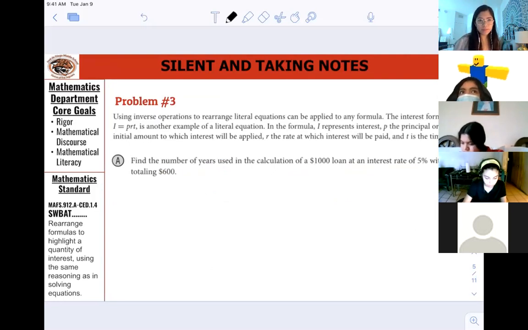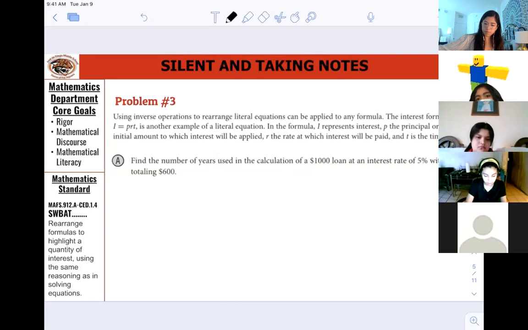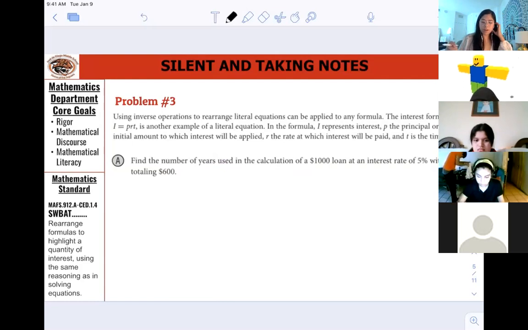Using inverse operation to rearrange literal equations can be applied to any formula. The interest formula I equals PRT is another example of a literal equation. In the formula, I represents interest, P, the principal or the initial amount to which interest will be applied, R, the rate at which interest will be paid, and T is the time in years. Awesome. So it's basically telling you what each letter in that literal equation means.